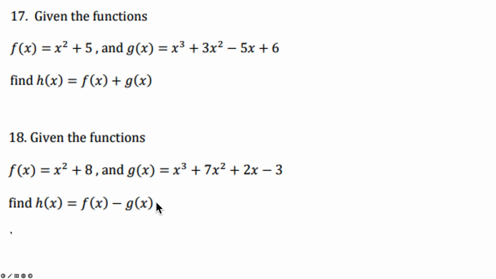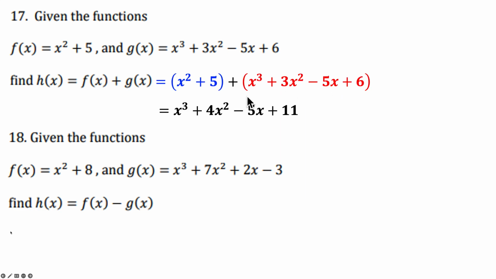17, f of x is x squared plus 5. g of x is x cubed plus 3x squared minus 5x plus 6. Find h of x if h of x is equal to f of x plus g of x. Okay, that'll be x squared plus 5 plus g of x, which is the x cubed plus 3x squared minus 5x plus 6. All right, combine like terms. x cubed, x squared plus 3x squared is 4x squared. Bring down the minus 5x, 5 plus 6, 11.